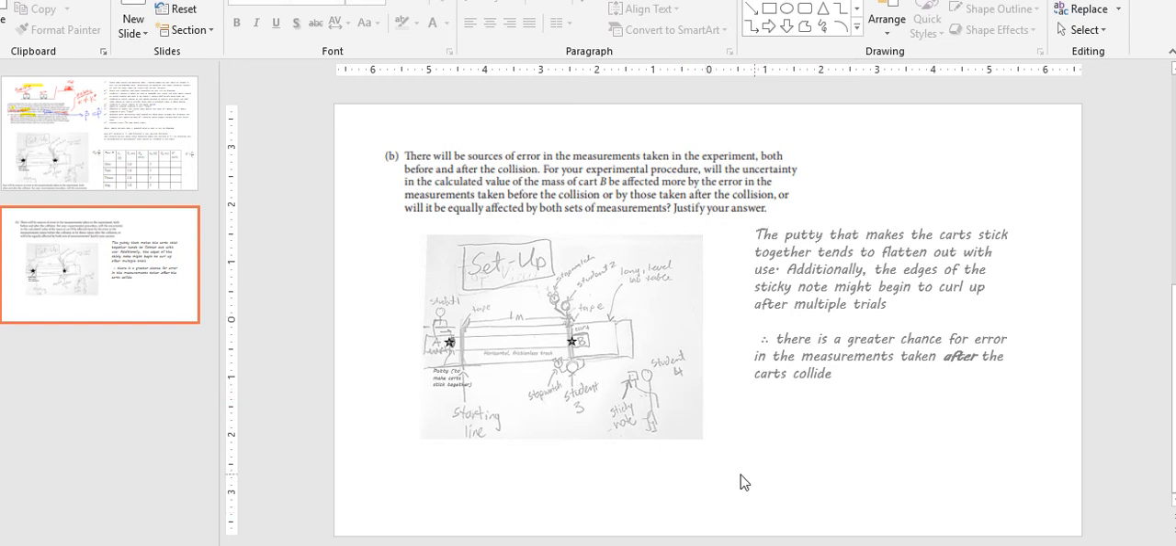That's just easier. Or you could have said they were the same because the table wasn't level, but I kind of already took care of that. There was a little bit of friction. Really, any systematic error will work.